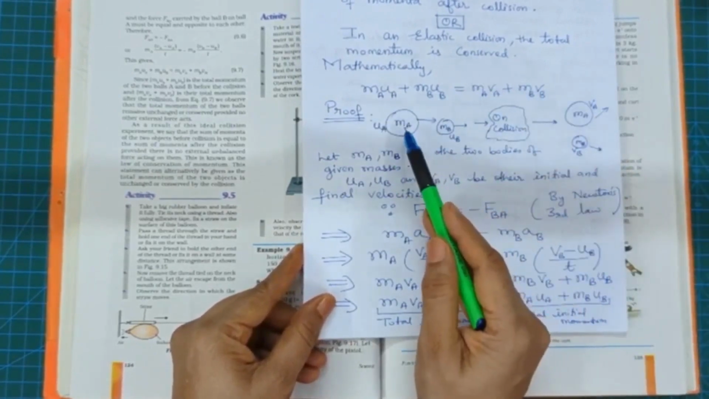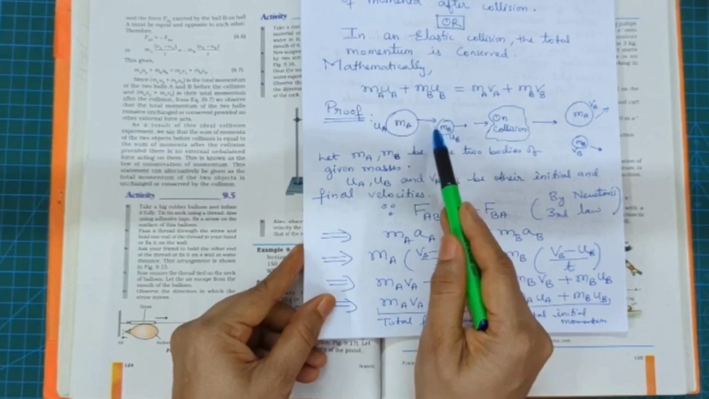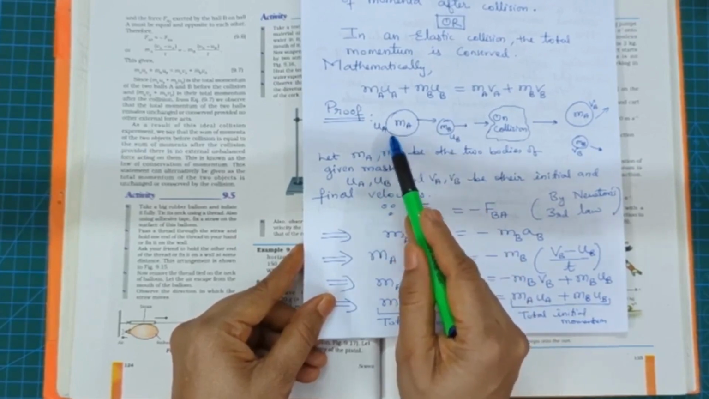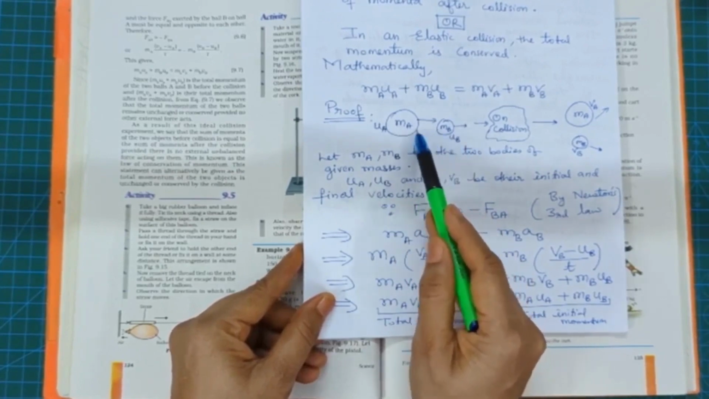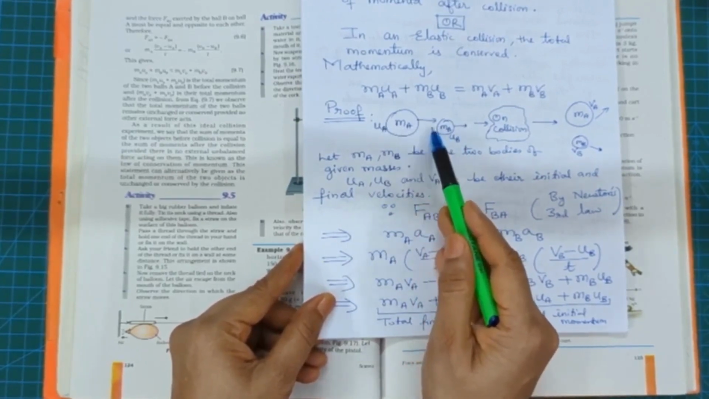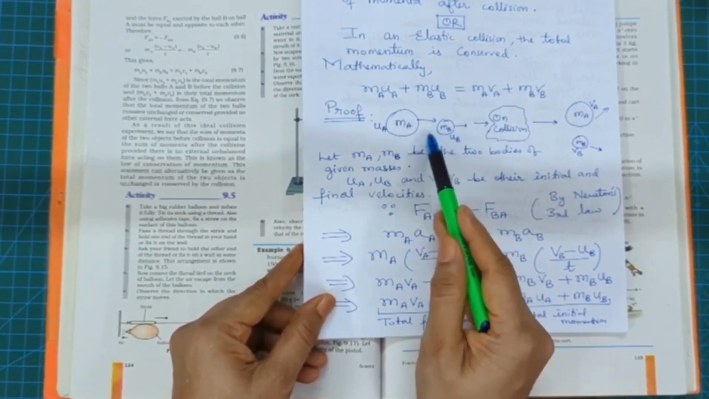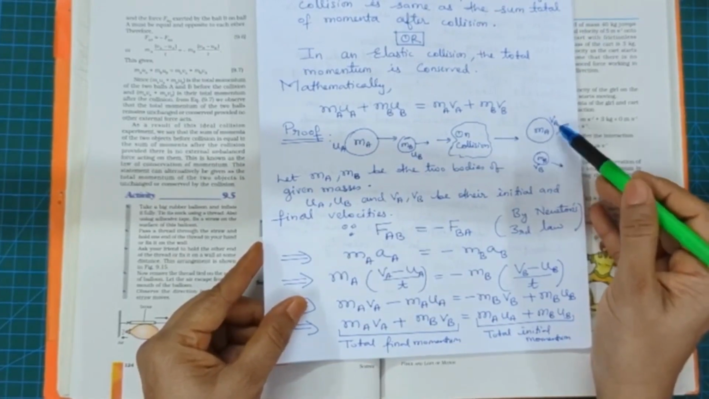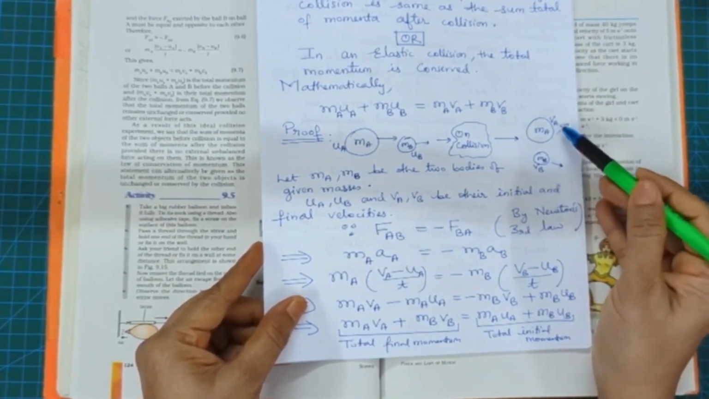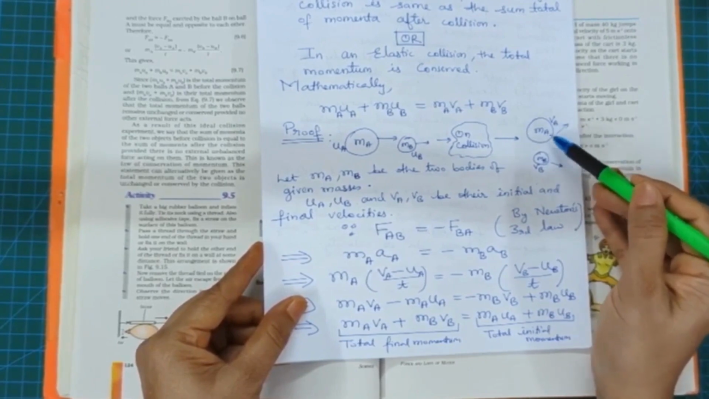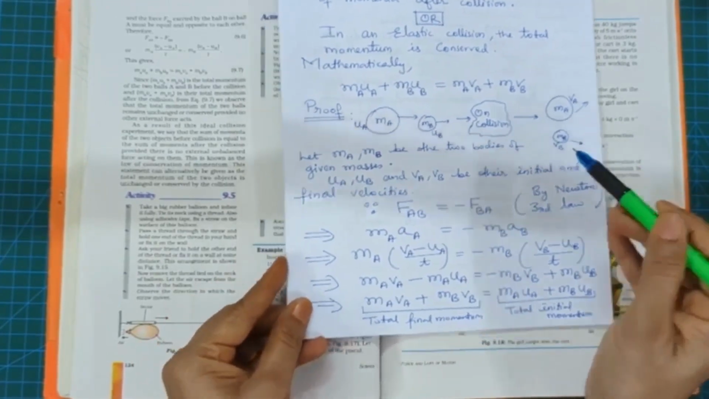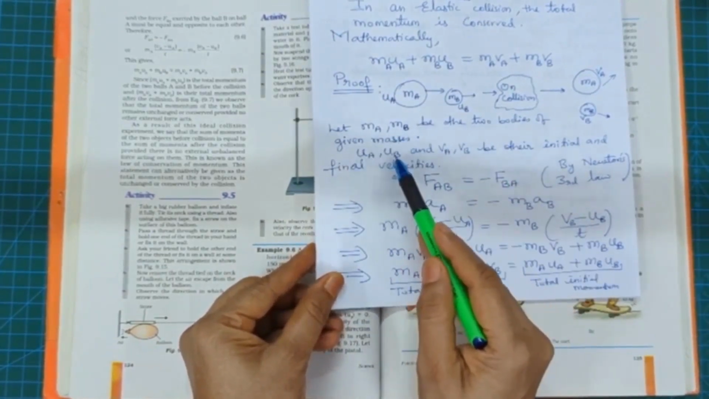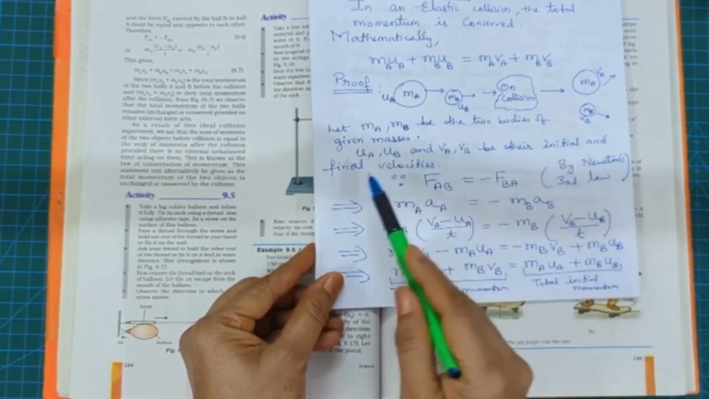For the proof, assume that these are two objects of different masses, m subscript A and m subscript B, with initial velocity u_A and initial velocity u_B. So these two, either they are traveling in the same direction or opposite direction with different speeds. Ultimately they collide with each other. After colliding, their masses will be the same, but velocities will change. So v_A is the final velocity of this and v_B is the final velocity of this. So let m_A, m_B be the masses of the two bodies, and u_A, u_B, v_A, v_B their initial and final velocities.